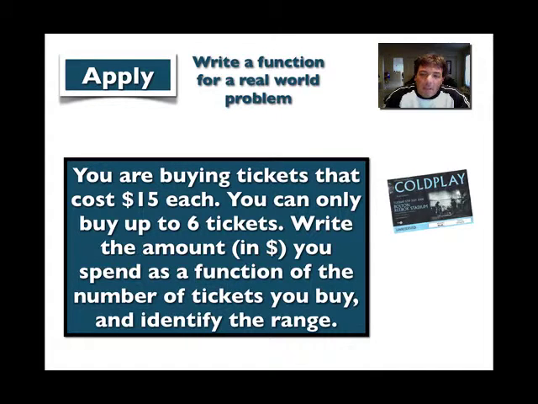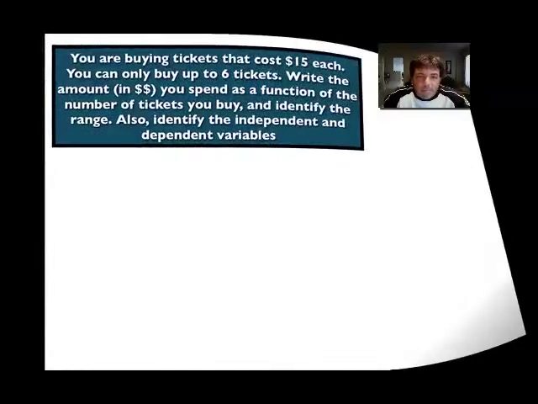All right, so they're telling us that we have the opportunity to buy some tickets for a concert, and the tickets are $15 each. You can only buy up to 6 tickets, though. So we have to write a function that compares the number of tickets with the cost, identify the range, and we're going to find the independent and the dependent variables as well.